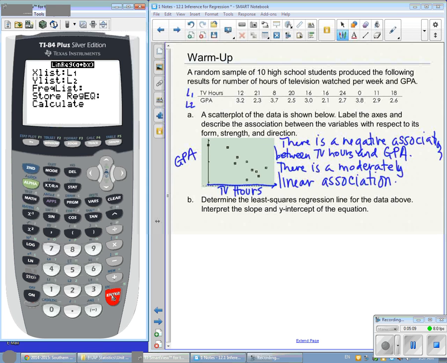Just make sure you tell the calculator where the data is. We're not using a frequency list, so we can leave that blank. We do want to make sure that the calculator stores the regression equation in y equals. To get there, we go to vars, y vars, and then click function, and then you can store your regression equation in any of those. I'm going to go ahead and do it in y1, and then calculate.